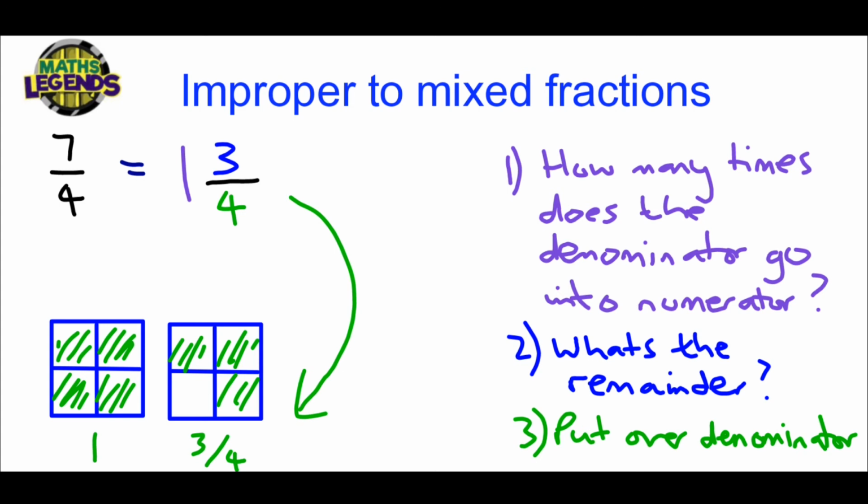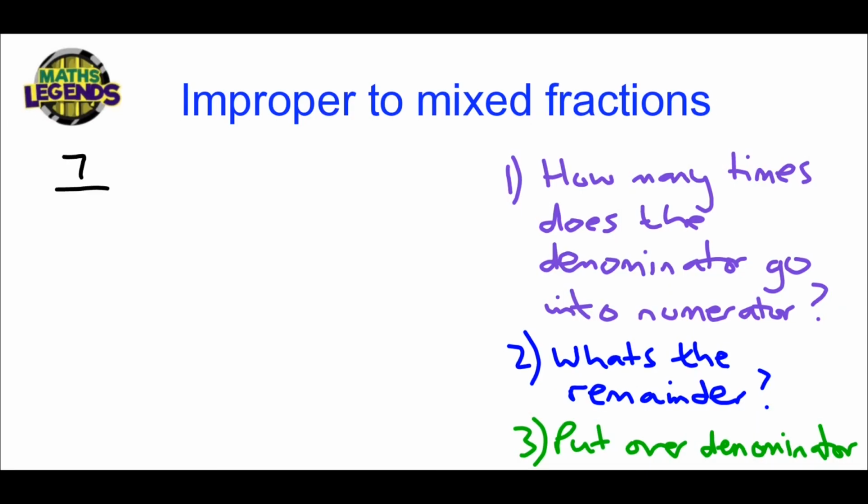So now for the next questions, we're not going to draw boxes and squares. We're going to use our rules directly to get to the answer. 7 over 2. How many times does the denominator go into the numerator? So 2 goes into 7 3 times. So we're going to say 3. What's the remainder? So we reach 6 by going in 3 times. So 2 times 3 is 6. And we are trying to reach 7. So we have 1 left over. So remainder 1. And the denominator remains unchanged. So 3 and 1/2.